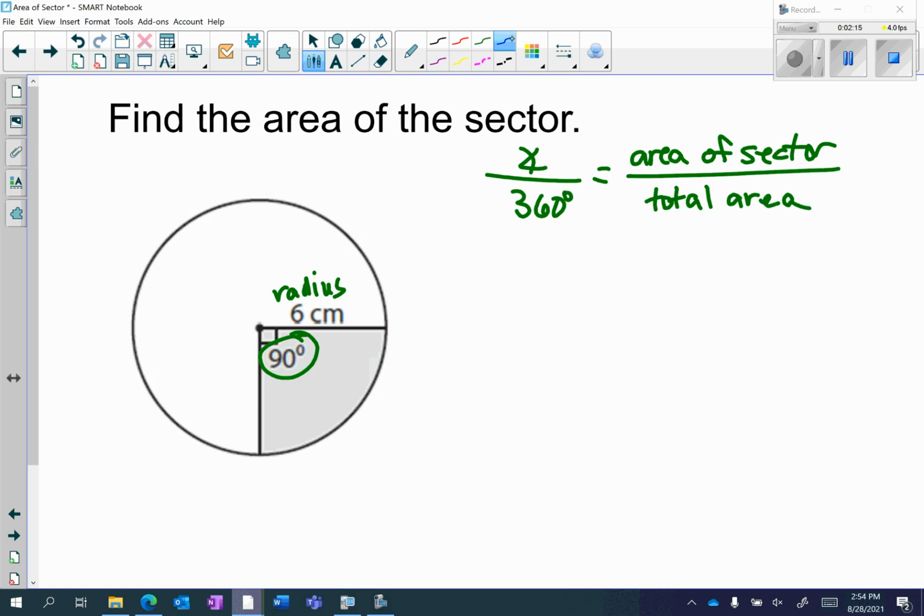So our angle in this case would be the 90 degrees. So 90 over 360 is equal to the area of the sector. That's what we're trying to find. So that's x over my total area. Now remember, area formula is pi r squared. So in this case, it's going to be pi, and since our radius is 6, it's going to be 6 squared.